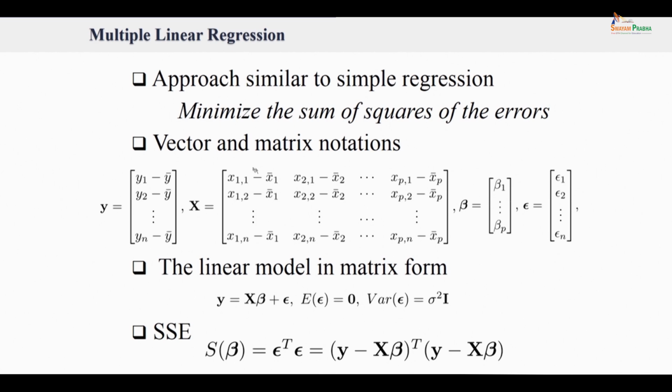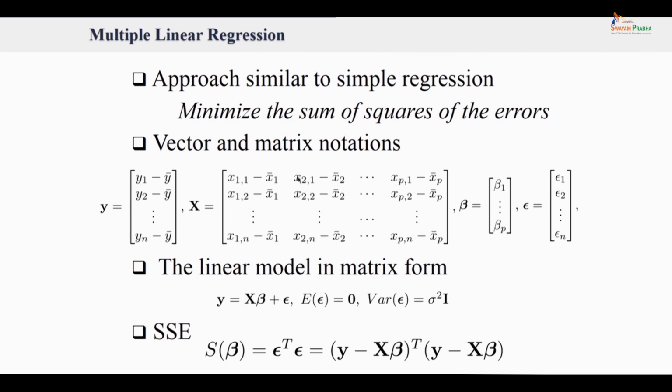So the first coefficient here, x11, represents the sample value of the first independent variable minus the mean value of the first independent variable, and we do this for all n measurements of the first independent variable. Similarly, we do this for the second independent variable and arrange it in the second column.